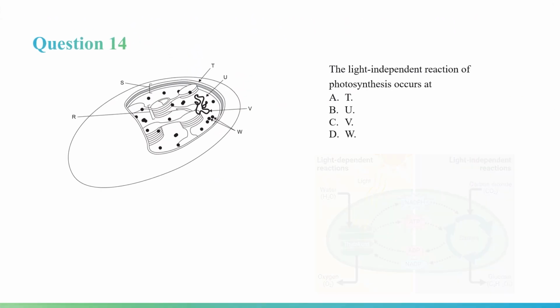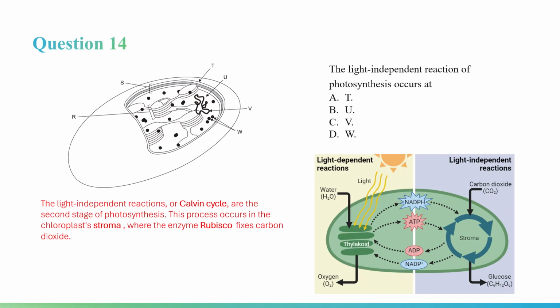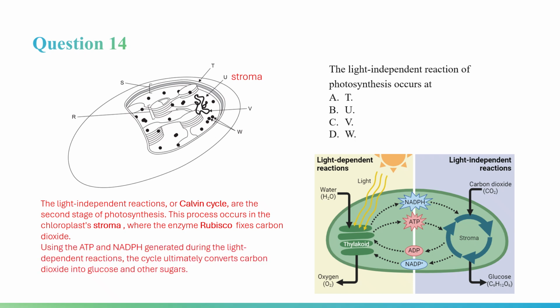The light-independent reactions, or Calvin cycle, are the second stage of photosynthesis. This process occurs in the chloroplast stroma, where the enzyme RuBisCO fixes carbon dioxide. Using the ATP and NADPH generated during the light-dependent reactions, the cycle ultimately converts carbon dioxide into glucose and other sugars.